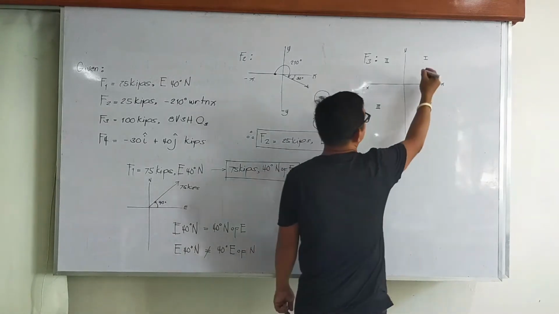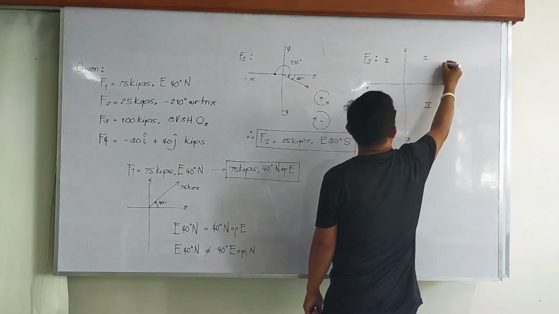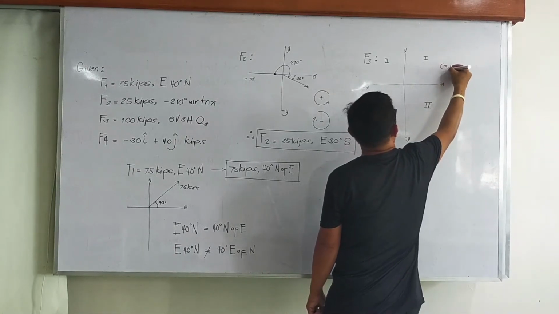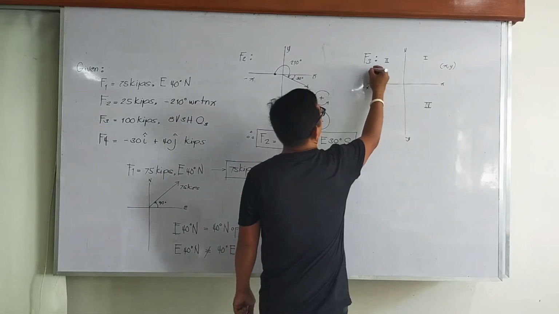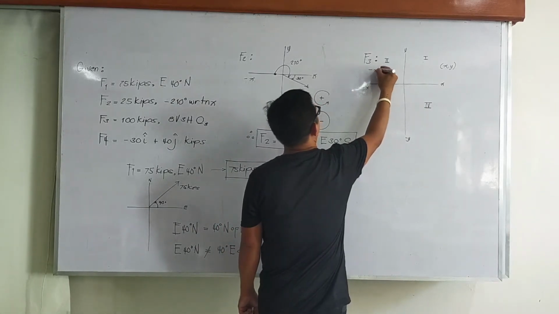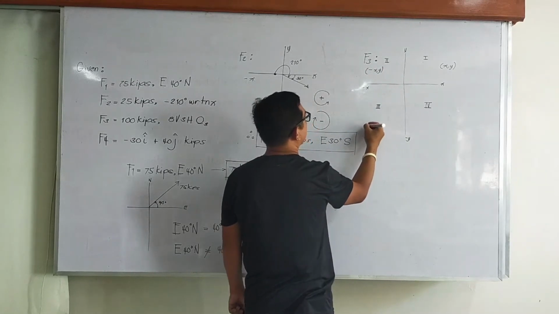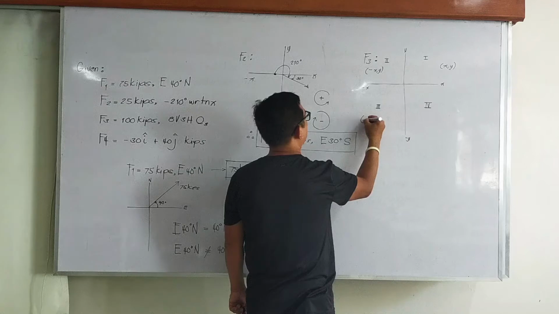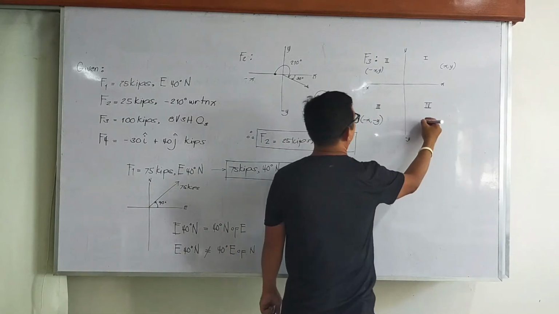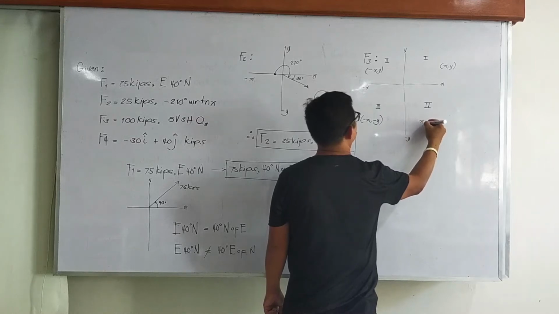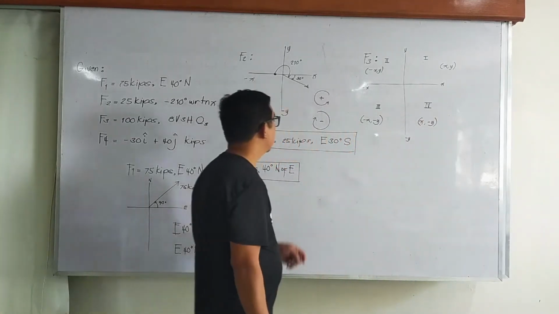Kung saan ang first quadrant has positive x and y values. For the second quadrant, we have negative x and positive y values. For the third quadrant, we have negative x and negative y values. And for the fourth quadrant, we have positive x and negative y values.